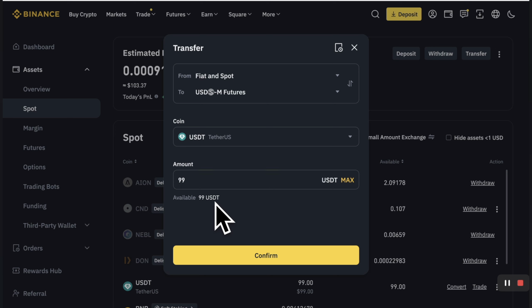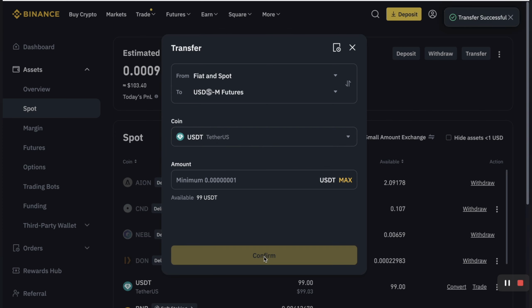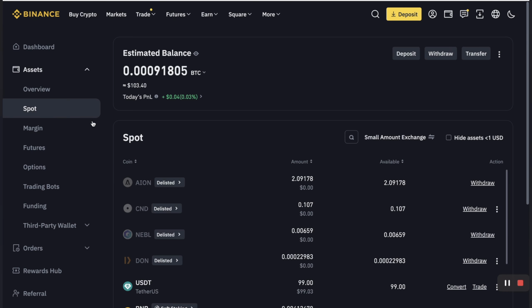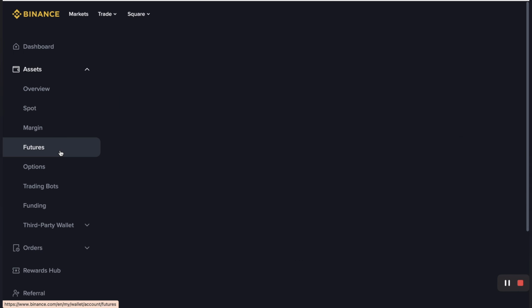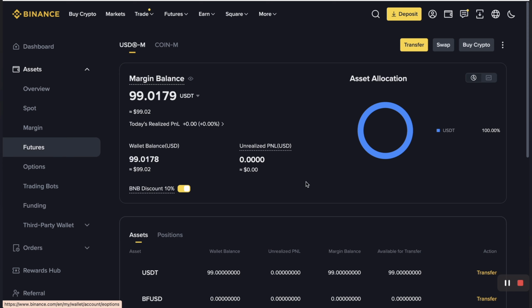Can you see? I have $99 here. I must make sure to transfer all the money into my futures wallet. I'll now click on this confirm. That's the first step you need, and the money is being transferred successfully. Right now, when you check this is your futures. When you click on this area, you are going to see the money on your futures account. All right. Can you see the money is being sent to my futures account? So right now, how can we trade spot?